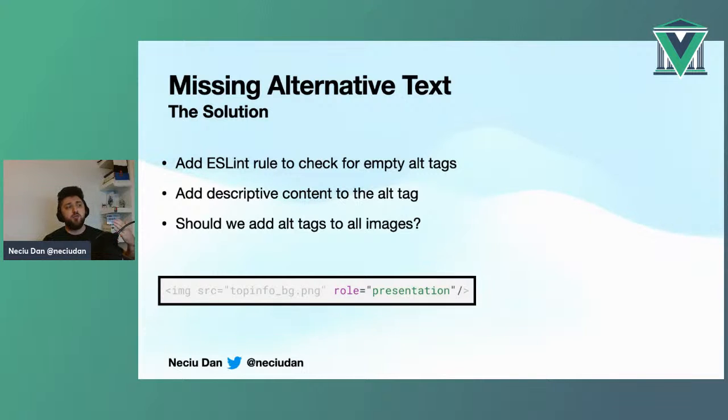But then the question remains: if you add this ESLint rule, do all images need alt text? The answer is no. If you have decorative images or images used as background that are just for design purposes and do not bring any new information to the user, then it's recommended to just ignore the alt tag and add a presentational role to your images. Why? So you don't overload screen readers with useless information and you bring a simple flow to the impaired user.